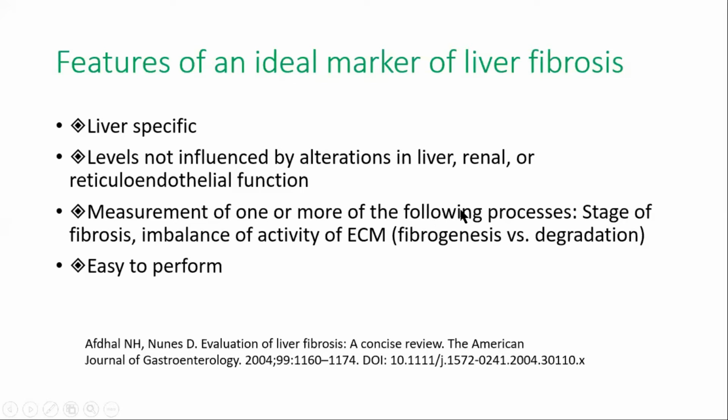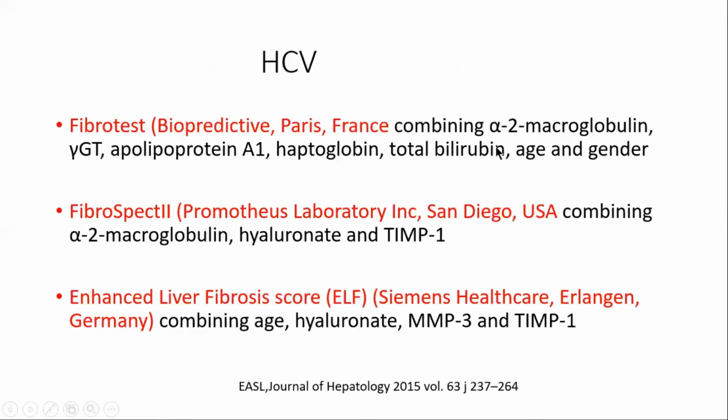Before that, we should know what the features of an ideal marker of liver fibrosis should be. It should be liver specific, its levels not influenced by alteration in liver, renal, or reticuloendothelial function, and it should measure one or more of the following processes: stage of fibrosis or imbalance of activity of extracellular matrix, fibrogenesis or degradation, and it should be easy to perform. And now we will show some serum biomarkers for hepatic cirrhosis.